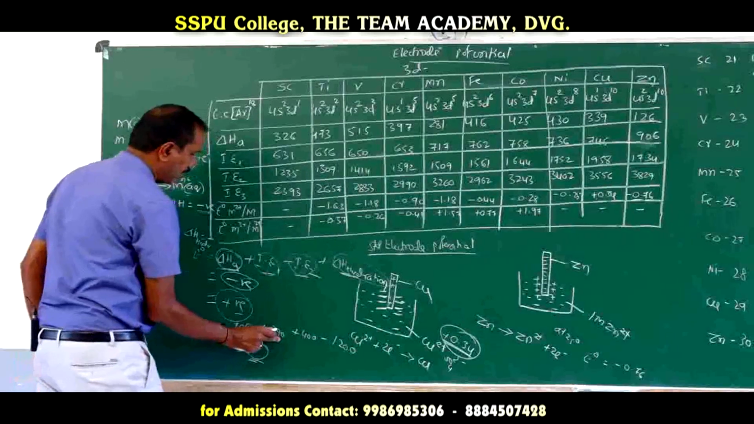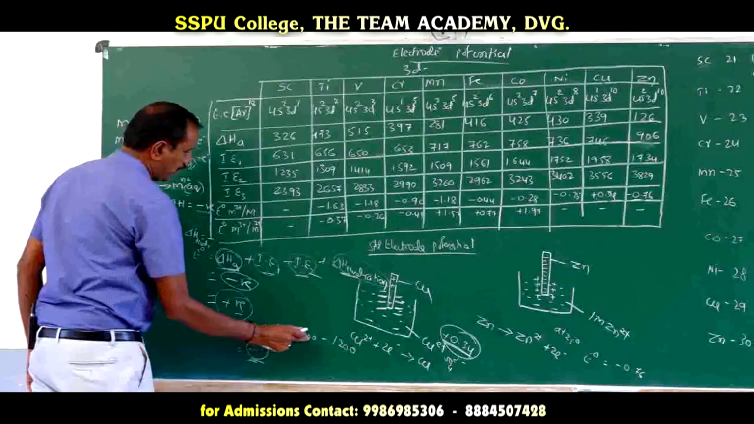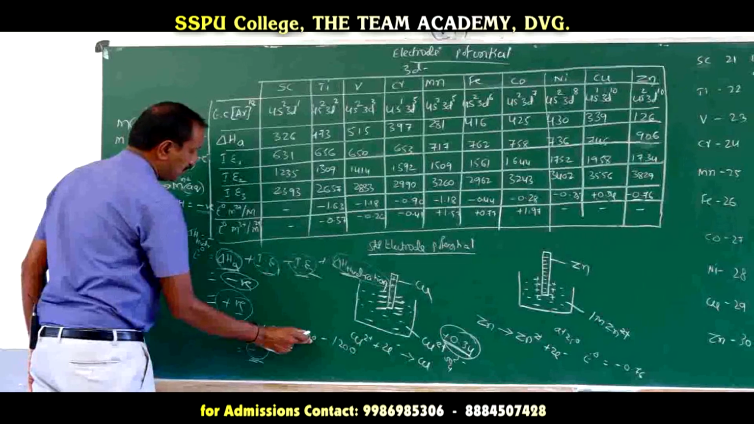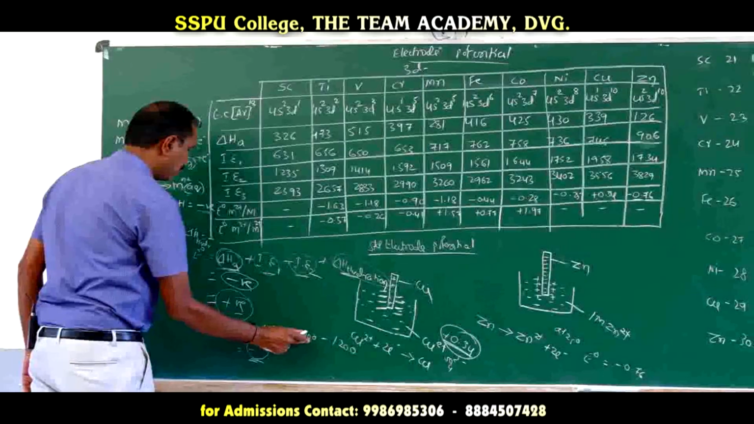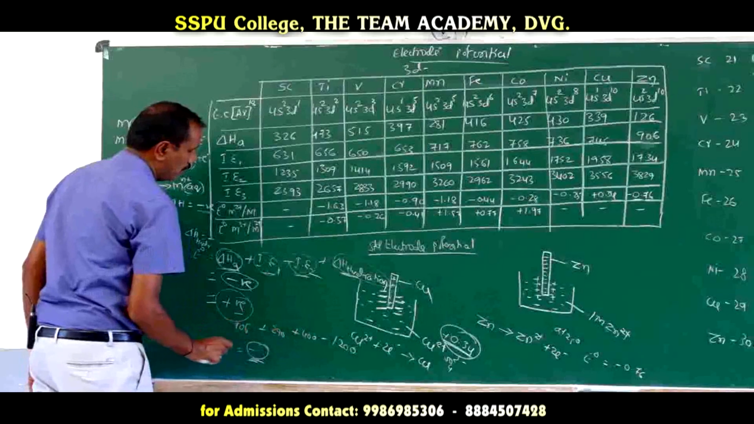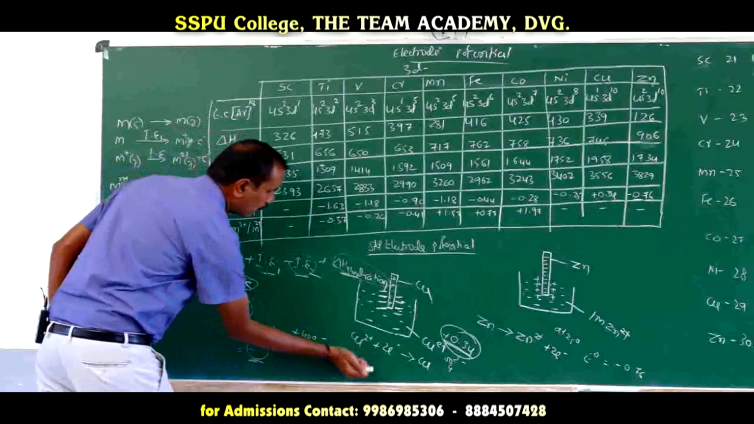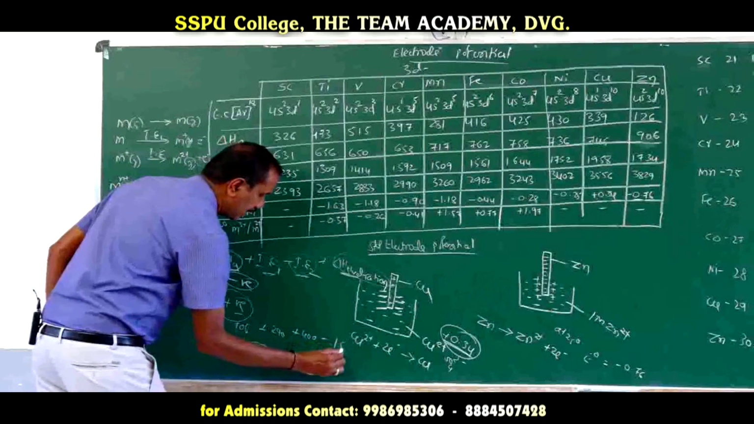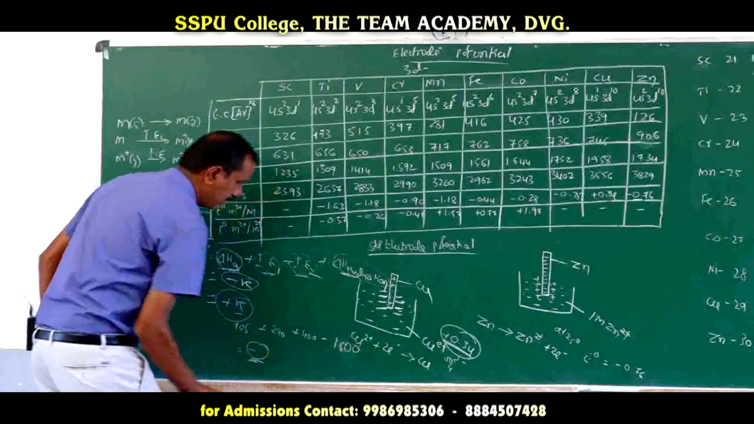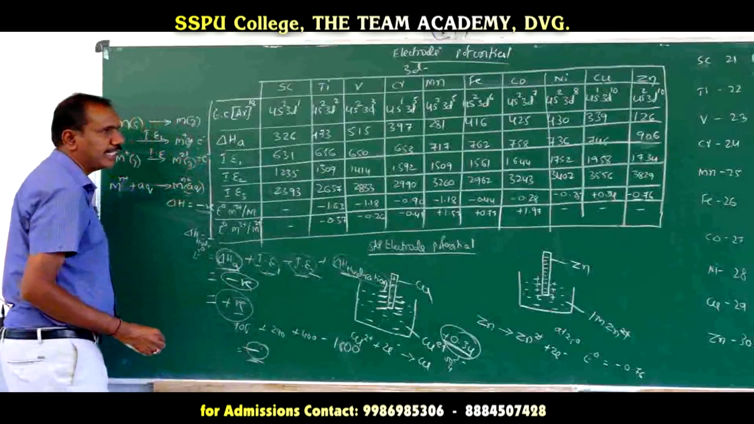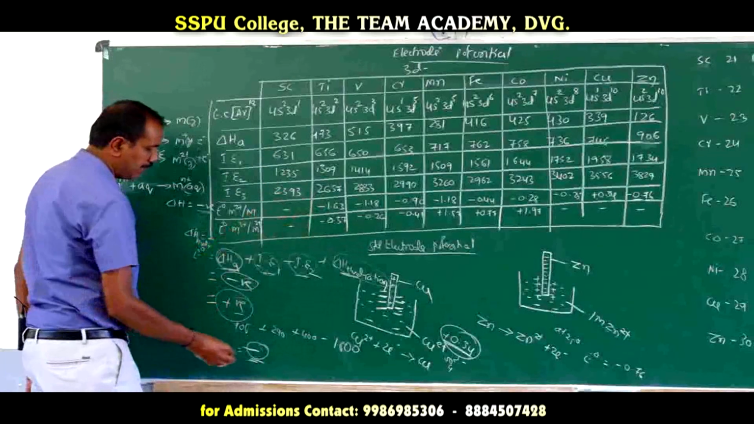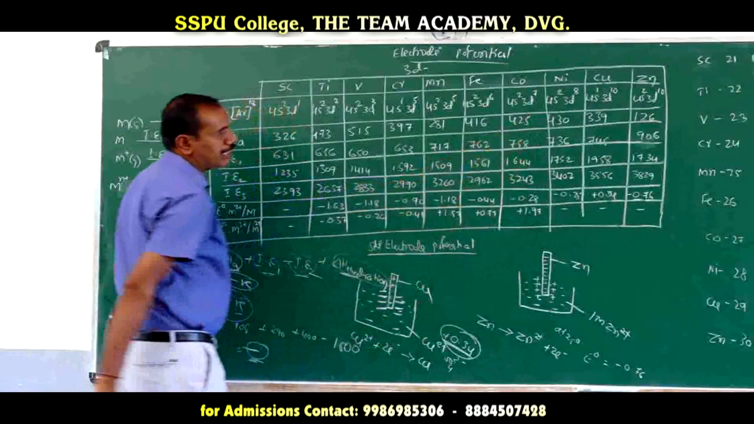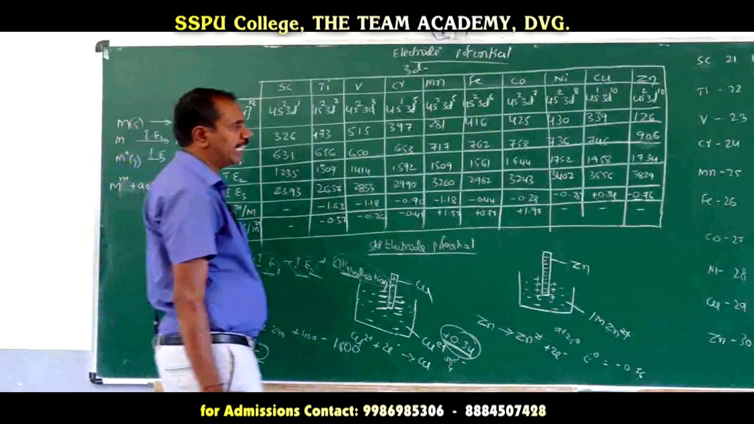Here, for Zn, 906 is given. 906 plus 290 plus 400, nearly 1300 plus 400, 1700, minus around 1800. So finally the answer becomes a negative value. So it becomes highly reactive, meaning it acts as a good reducing agent.